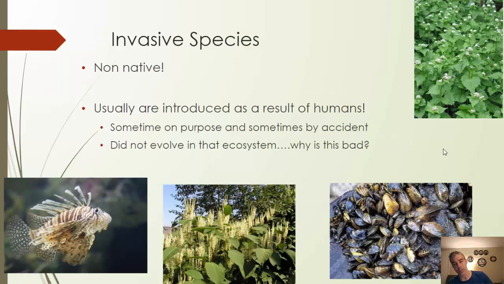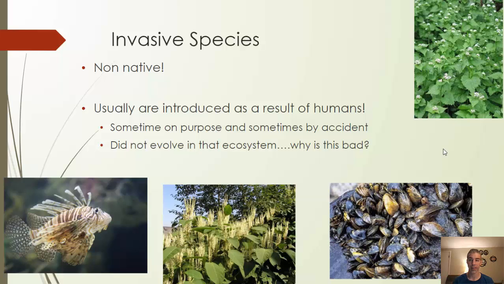Okay, so invasive species. This is a problem. This is when we humans decide, oh, we're going to take a species from one place and bring it somewhere else because we want that species to do something, right? Not always purposefully, or sometimes people just stupidly do things like, I don't want this snake anymore.